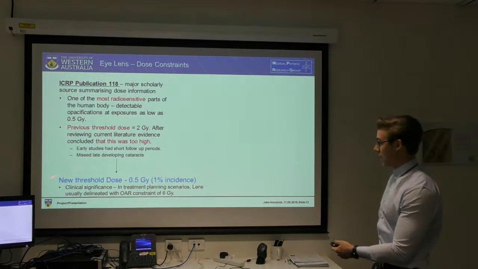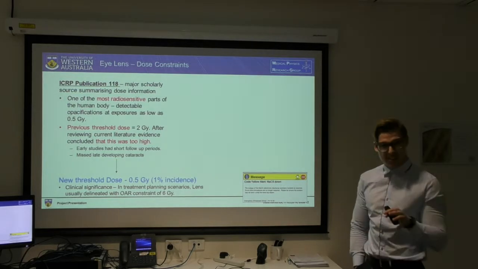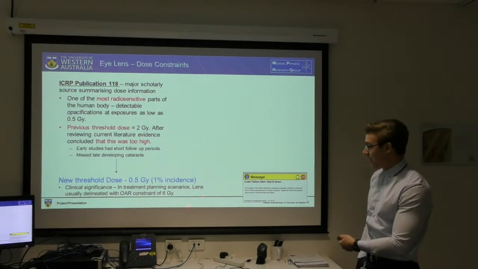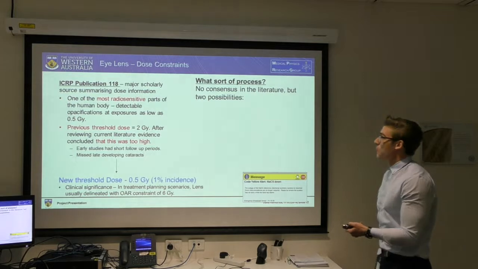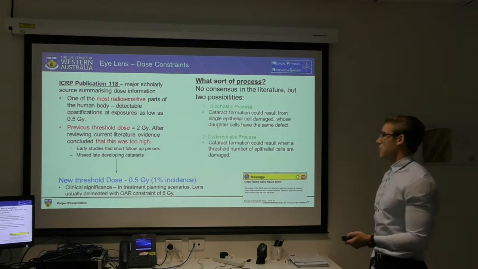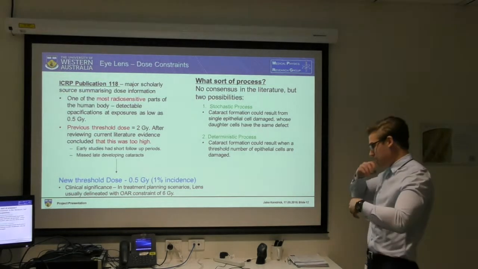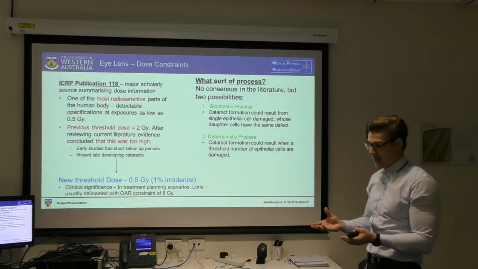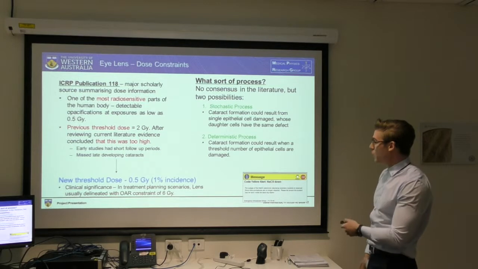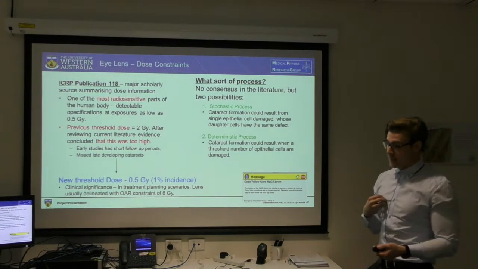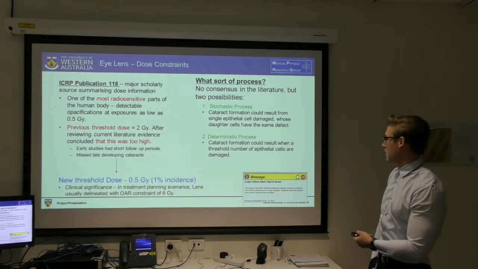In the clinical scenario, this is significant because the lens is usually delineated with an OAR constraint of about 6 grays. So we could be getting consequential amounts of cataracts forming from this. What sort of process it is, there is no consensus in the literature. It could be a stochastic process whereby the damage of a single epithelial cell then goes on to divide, and after a certain number of cells are present, you then get a clinically detectable cataract. Or it could be a more deterministic process where it takes a certain number of cells to be damaged before it's registered. But there is no consensus in the literature on that at the moment.